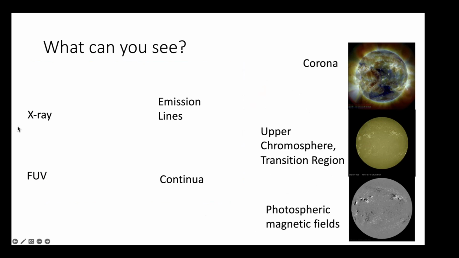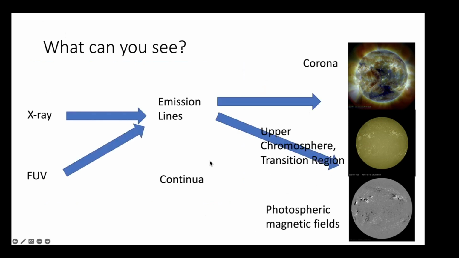We've got the far UV and the X-ray with emission lines and continua. And the images on the right just give you a representative taste of what these wavelengths look like on the sun.